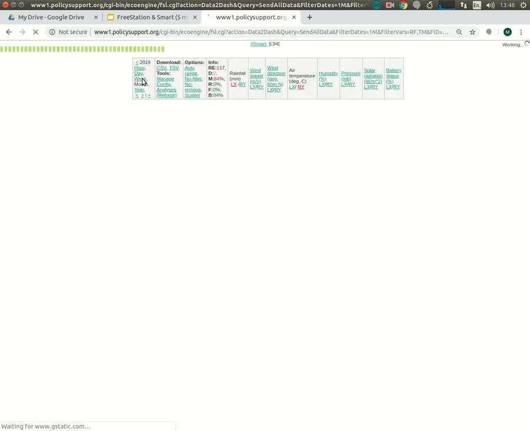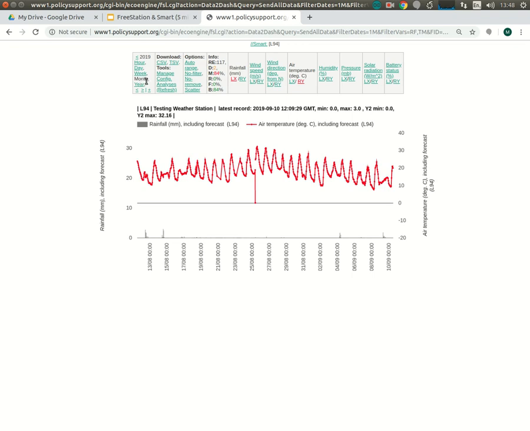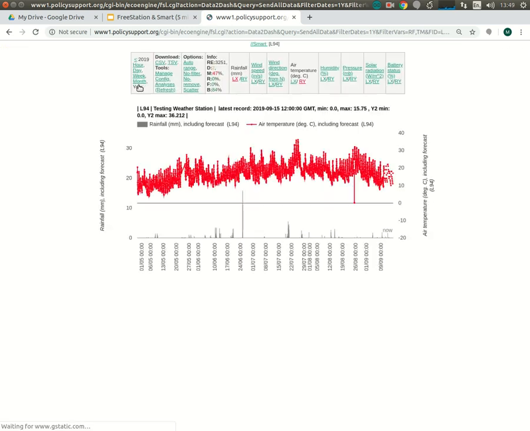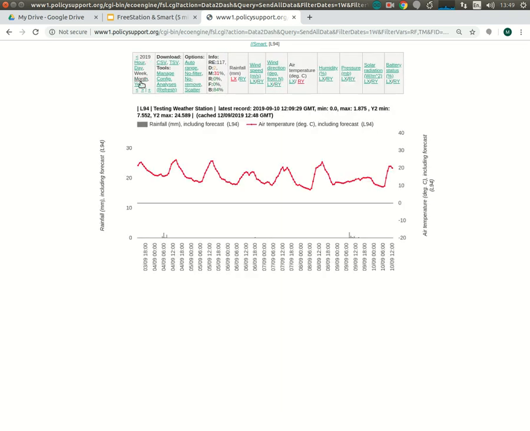We can go back and look at the last month. I took the station offline here, that's what you see there. We can look at the last year. Here we see the very hot period in July, 36.2 at this particular location. Or indeed we can look at the forecast.